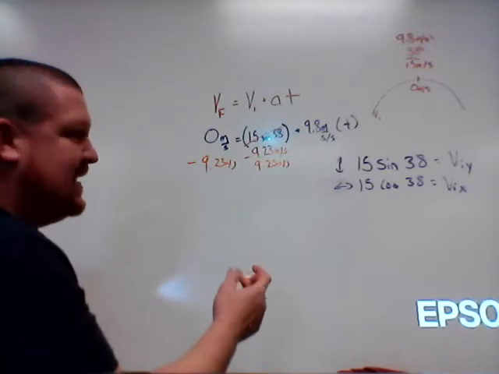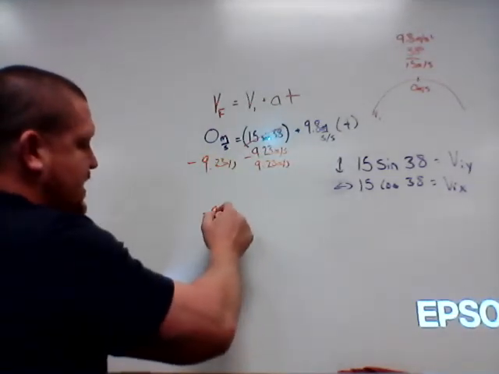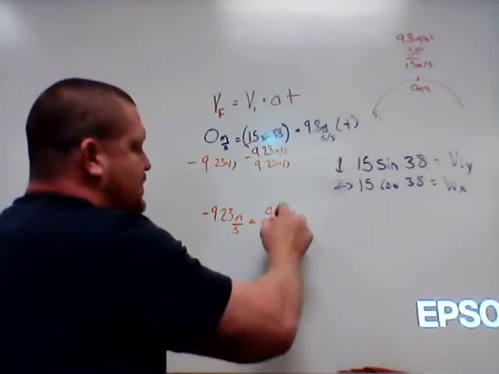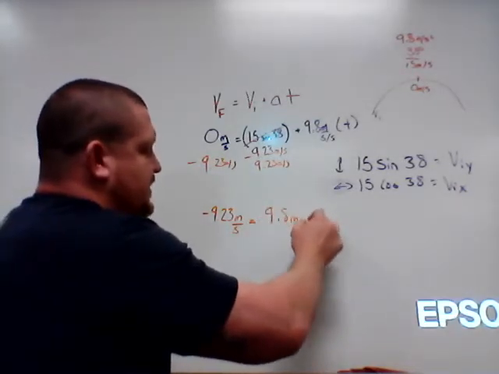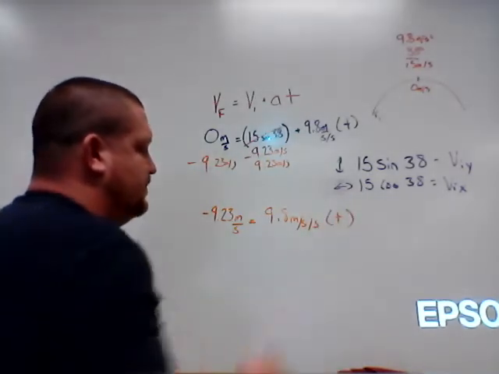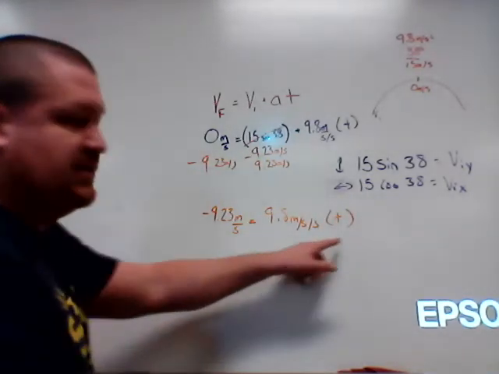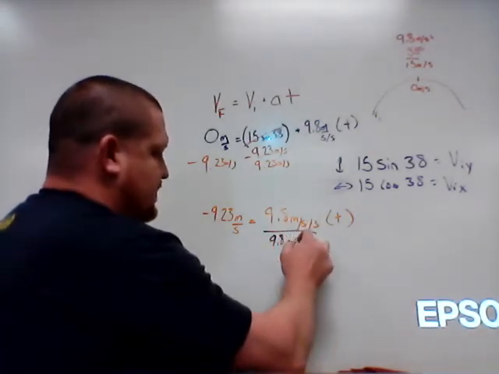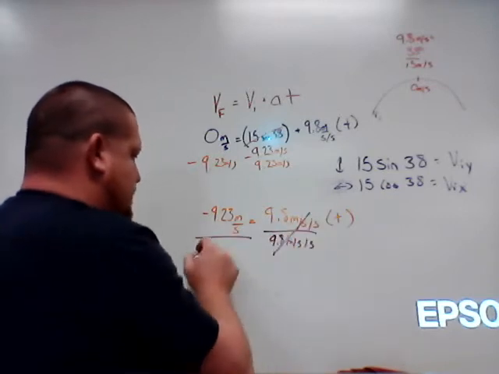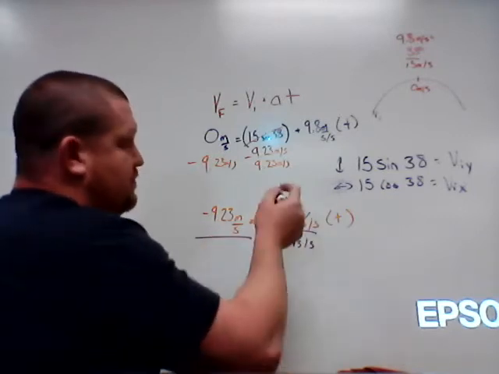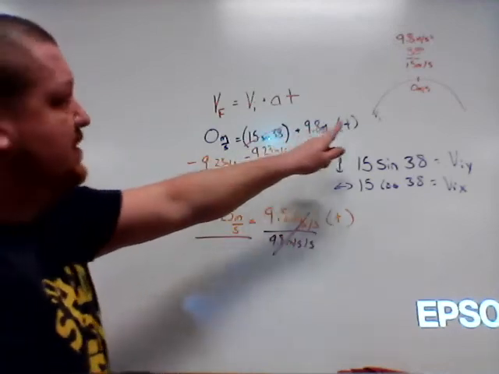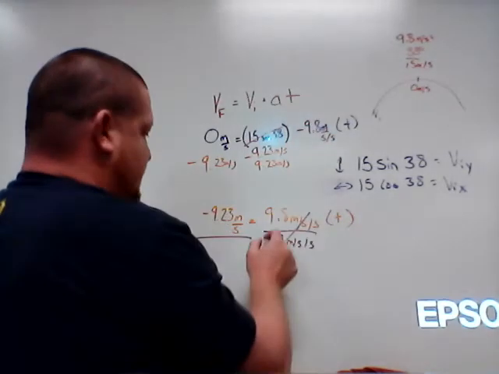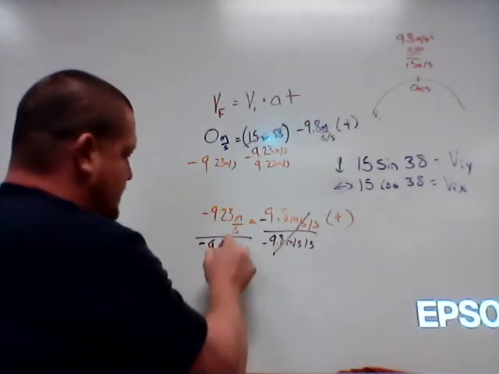So if I rewrite what I got at this moment, I have negative 9.23 meters per second equals 9.8 meters per second squared times t. From this point, you're just solving for t. You divide both sides by 9.8. Oh, this is negative because we are slowing down to 0. So that's my bad, I got in a rush.